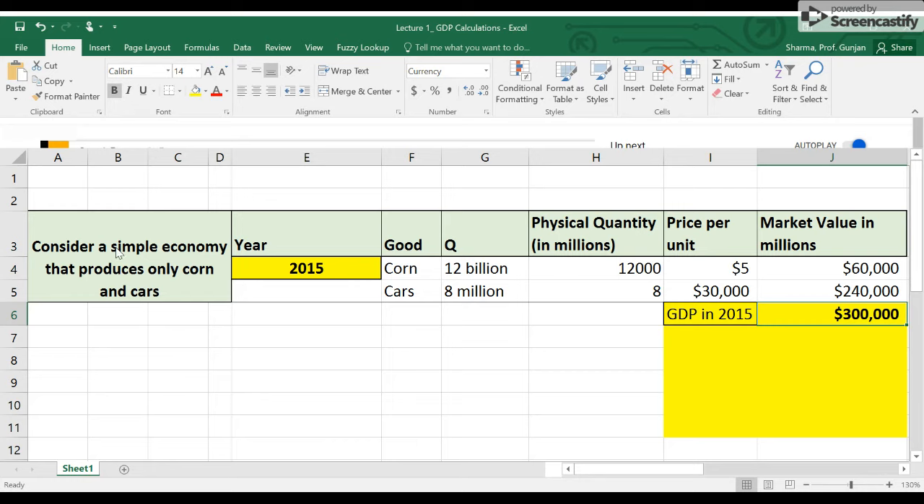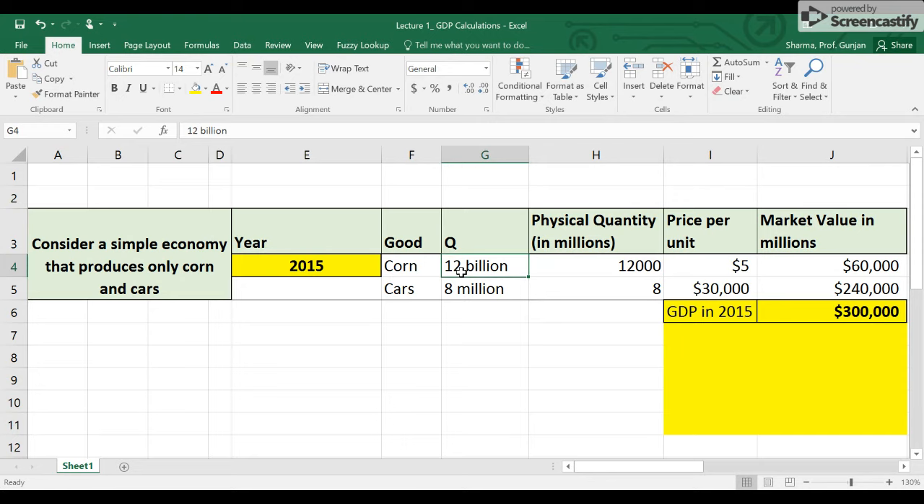Of course, a real economy produces hundreds of thousands of types of products, be it cotton t shirts, silk shirts, dress pants, jeans, sneakers, formal shoes, and so on and so forth. But in this simple economy, there are only two products, corn and cars. Corn is measured in bushels, and so in 2015, the simple economy produced 12 billion bushels of corn and 8 million cars. To get a sense of how big the economy is or how much production happened in aggregate, I somehow need to be able to add these two numbers together.